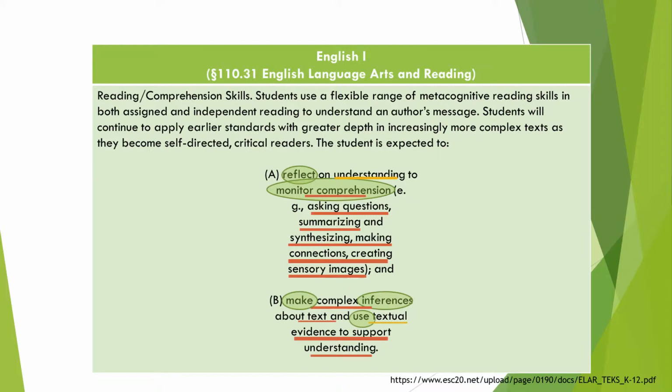In subsection B, we have make, inferences, and use. We want to make sure that the students are making inferences, since that is primarily what this TEK is based upon, and which is a struggle for some of our students, especially in the ninth grade area. So if we can have the students use textual evidence to support understanding, they'll be able to make these inferences throughout their literary selections.